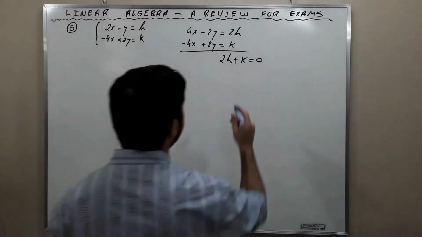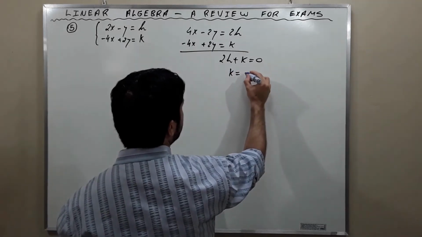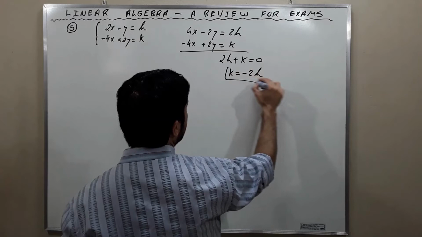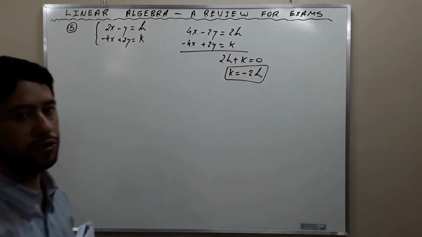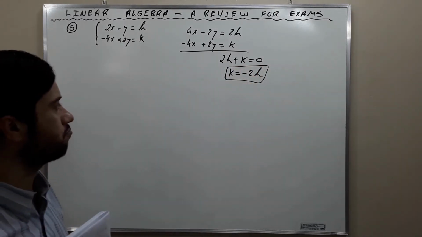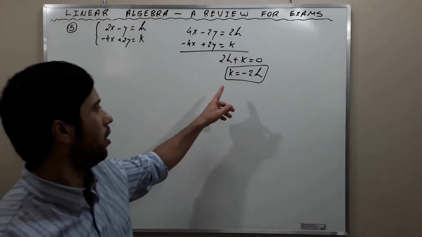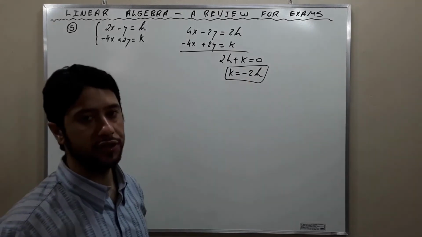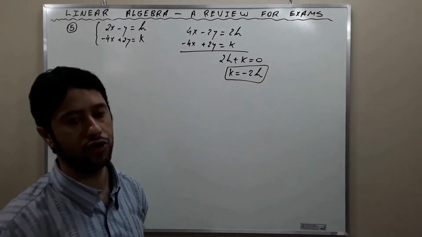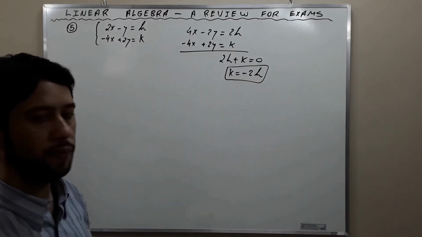In other words, k is equal to negative 2h. The system will be consistent for any value of k and h such that k is equal to negative 2h.